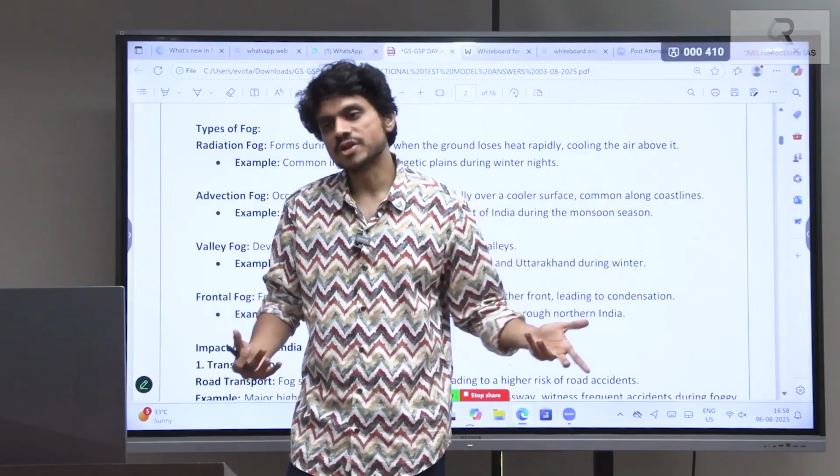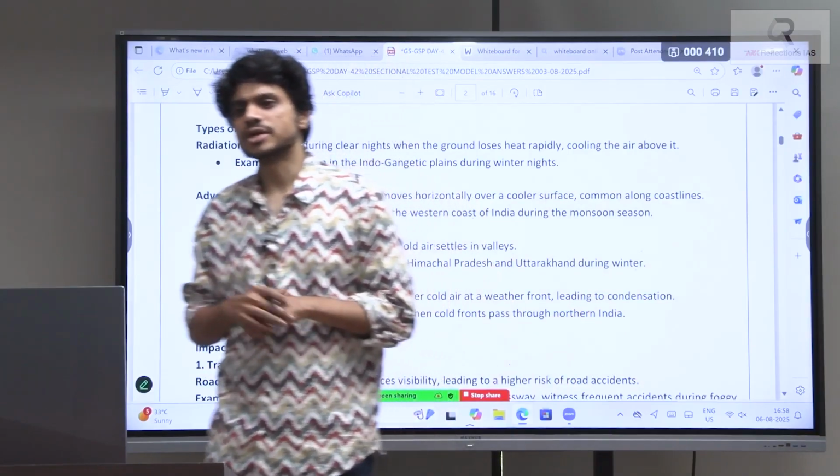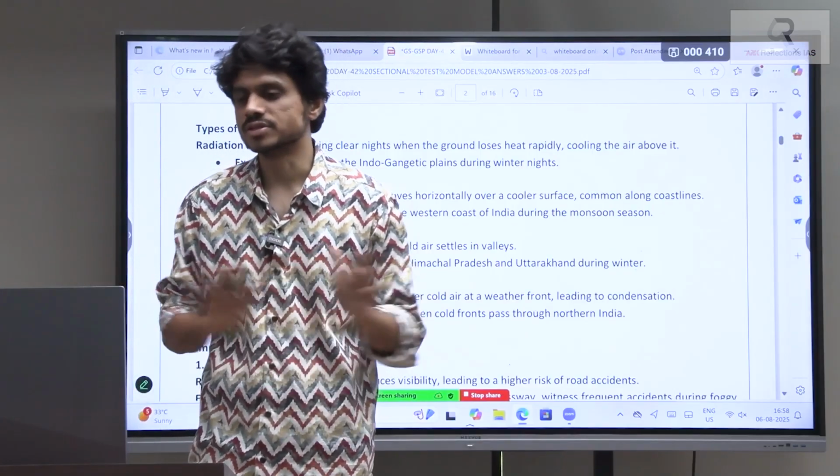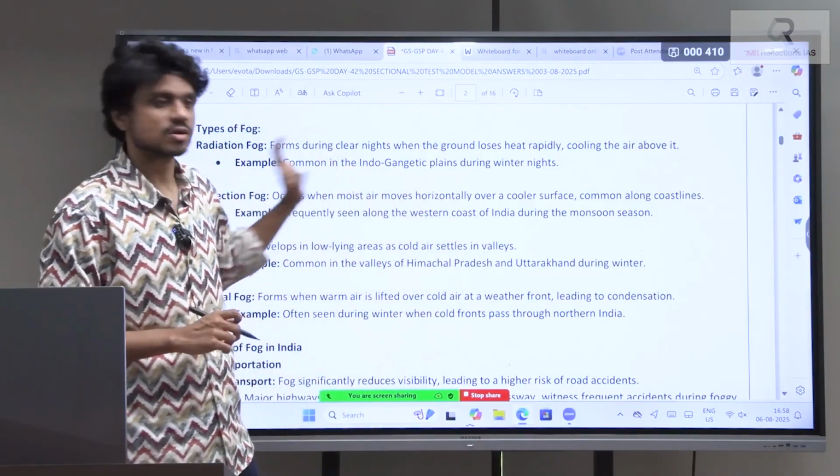So the upper air has become very cold and automatically relative humidity becomes 100%, and then condensation will happen and cloud formation will happen. That's it. So that is called the radiational fog.